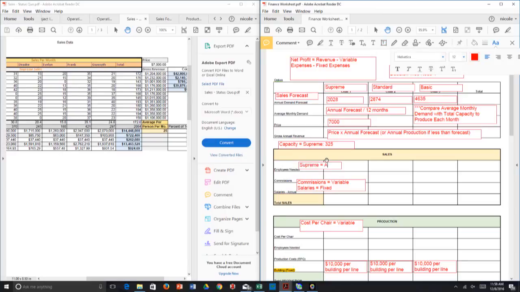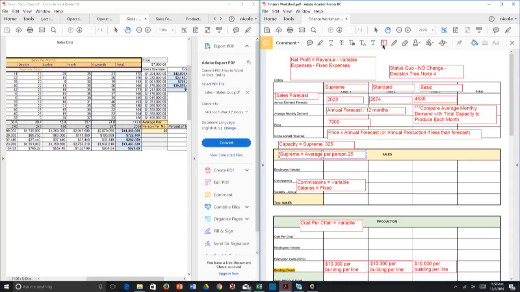Supreme, average per person is 25. This doesn't change. This essentially becomes their performance quota, so to speak. We know that on average, these 7 employees can each sell 25 chairs per month. So we're going to use that as our baseline to determine how many sales employees we're going to need.